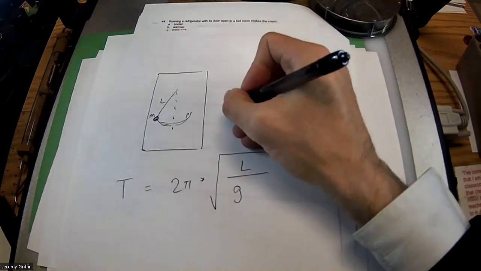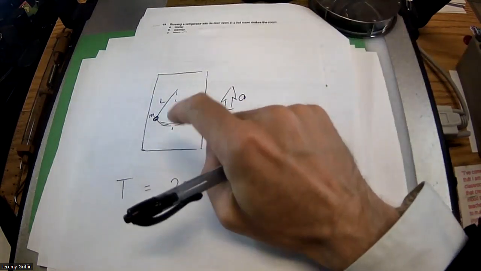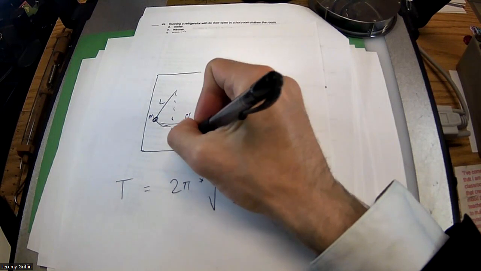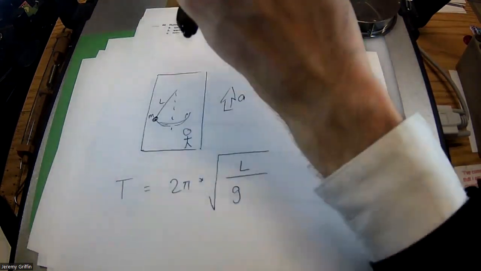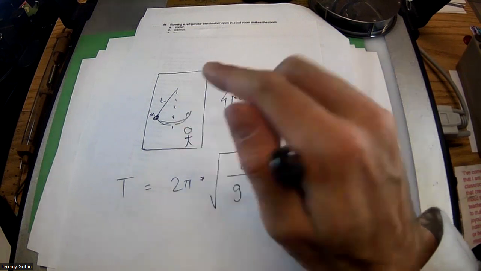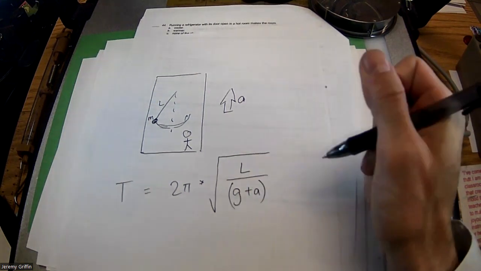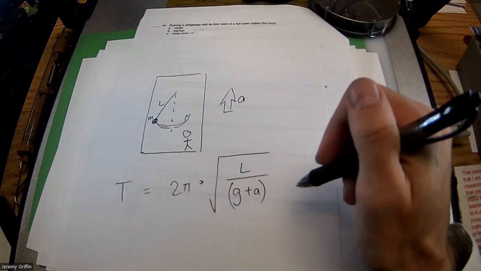But if it's accelerating upward, if you're standing inside this elevator, do you feel really light or really heavy? Heavy. You feel really heavy, like somebody just turned the gravity up, right? So it would be g plus a right down here. Maybe I could prove that, but that's what it would be.